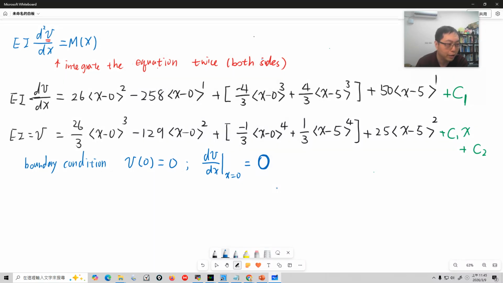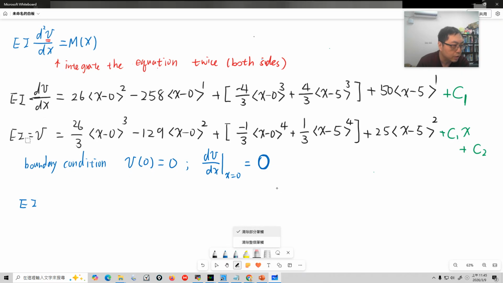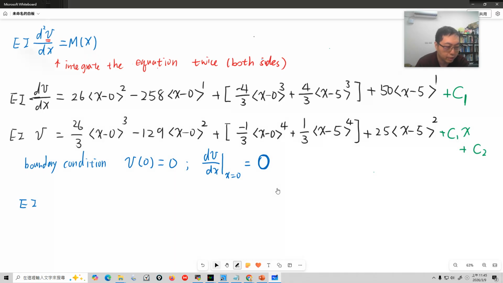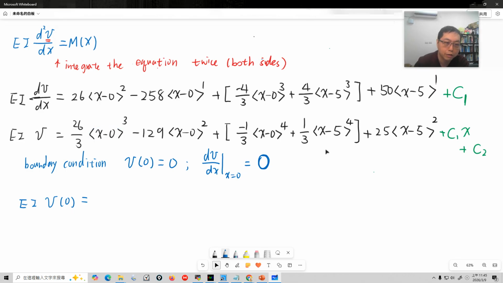We use the first one. Okay, x is 0, the v is 0. So that means EI v times 0 is equal to... plus x equal to 0 in this function. Okay, x is equal to 0. Put 0 here, 0. Put it here, 0. It will become 0 minus 0. And here, plus 0 plus 0.